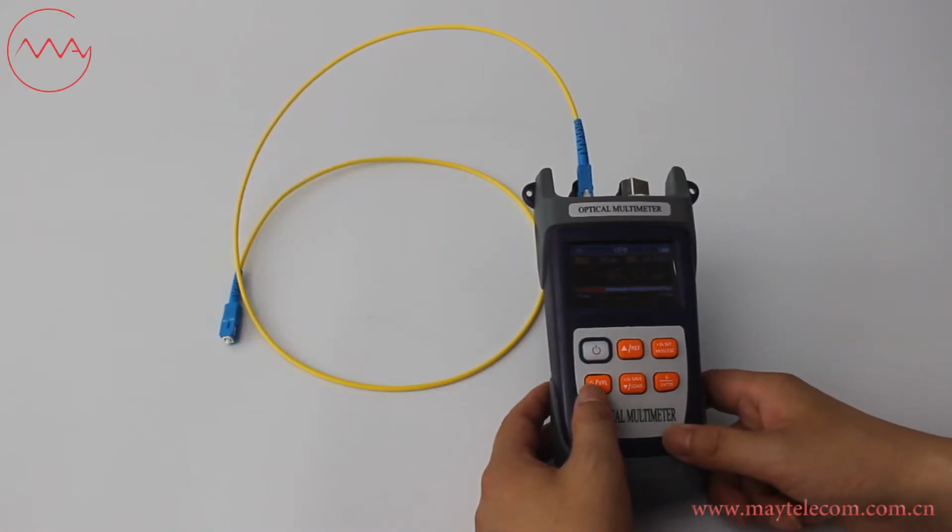Press backlight button to change backlight brightness. There are 4 levels.